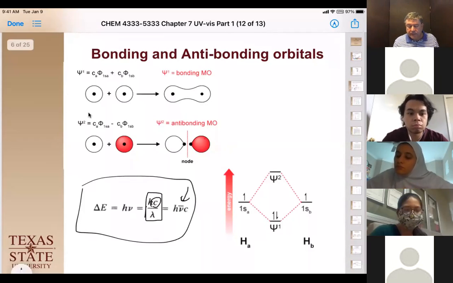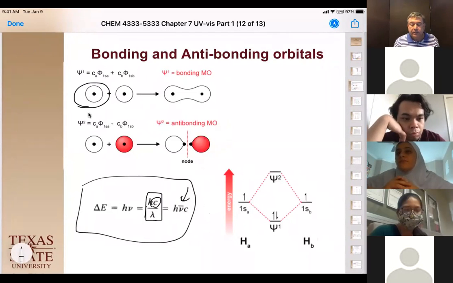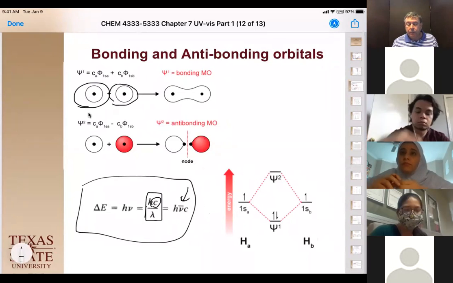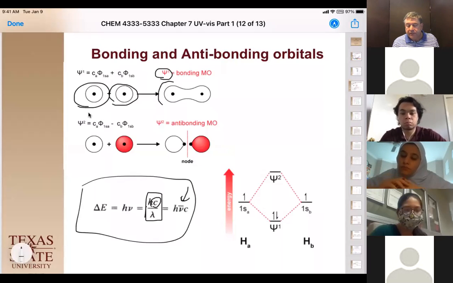So if we look at this diagram up here, let's say we have a hydrogen atom here, and this hydrogen atom has its electrons in the same phase as the electrons in the next hydrogen atom over. Okay, because they're in the same phase, they can constructively bond together to form our bonding molecular orbital, our first psi. Okay, and that gives us something like this.